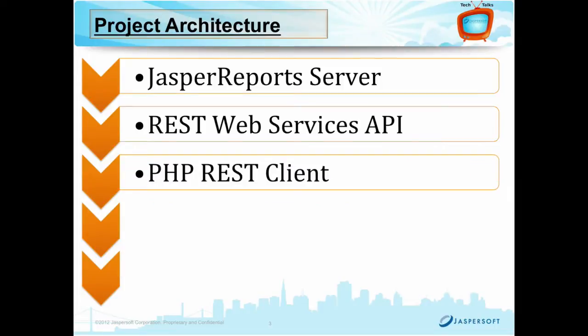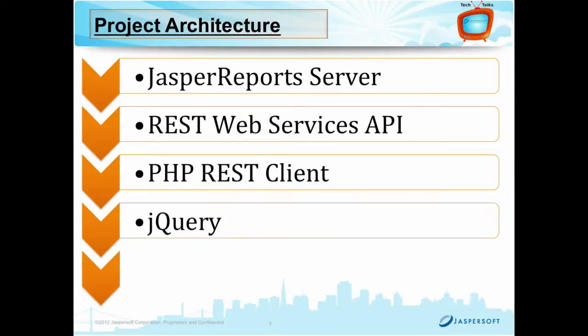The PHP Rest Client is an easy way of using the REST Web Services API, and it handles everything such as authentication and repository calls, etc. It's written in PHP, so it's easy to embed in an application such as Drupal or anything else. jQuery, the JavaScript library, is very easy to use, and we can very easily wrap the PHP REST client in that, call the functions we need, and embed it pretty much anywhere.